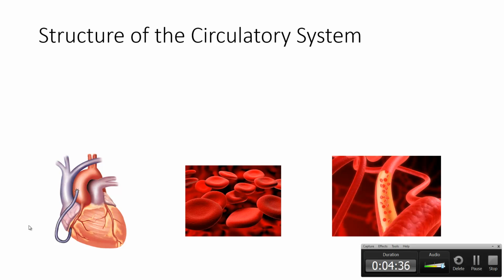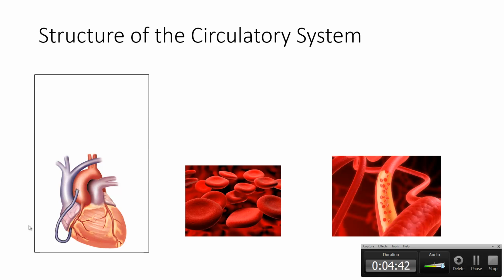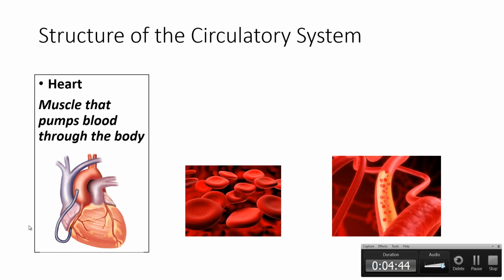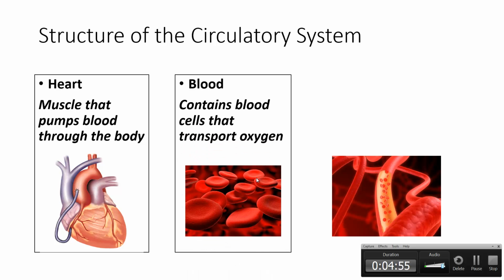So, the structure of the circulatory system. The circulatory system is made up of 3 structures. First, most important, is the heart. The heart is the muscle that pumps blood throughout the body. Next, these are red blood cells. So the circulatory system is also made up of blood. The blood is what actually transports the oxygen around our body.